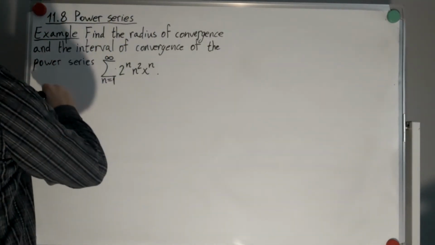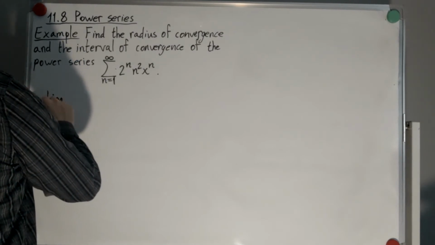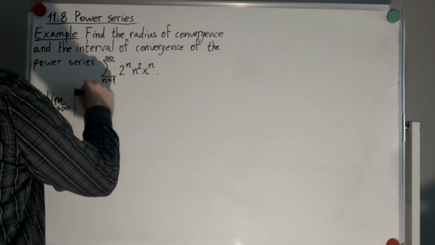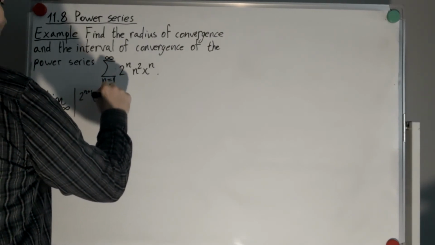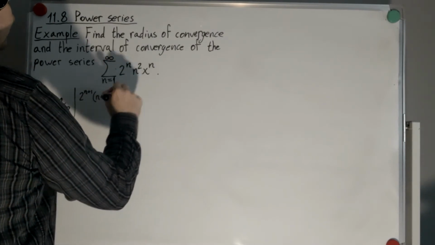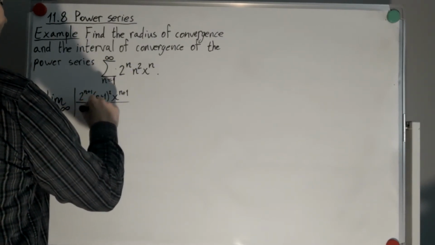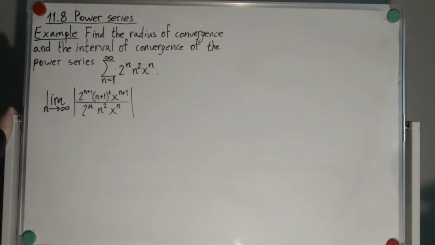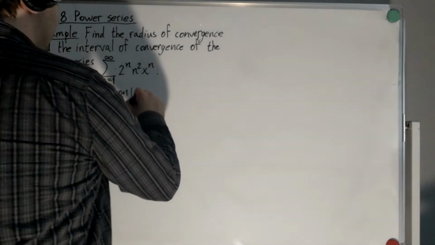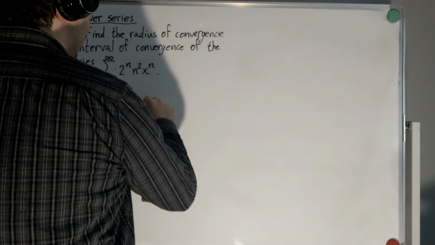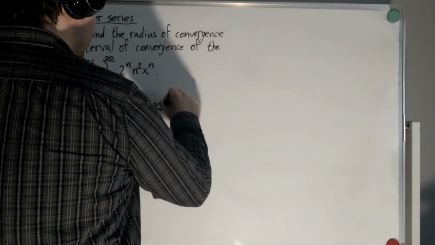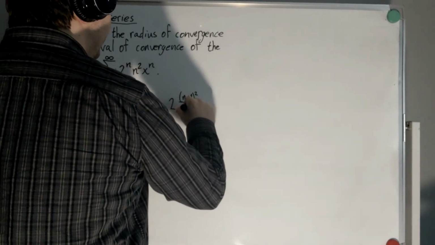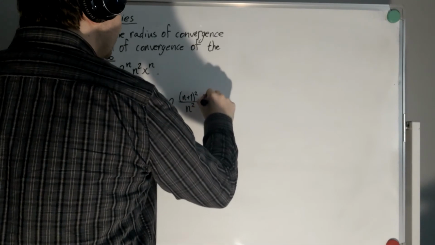Okay, so ratio test. We take the limit as n approaches infinity of the absolute value of 2 to the (n plus 1) squared, multiplied by x to the n plus 1, divided by 2 to the n squared, x to the n. Well, that's the limit as n approaches infinity of 2 times (n plus 1) squared divided by n squared times the absolute value of x.